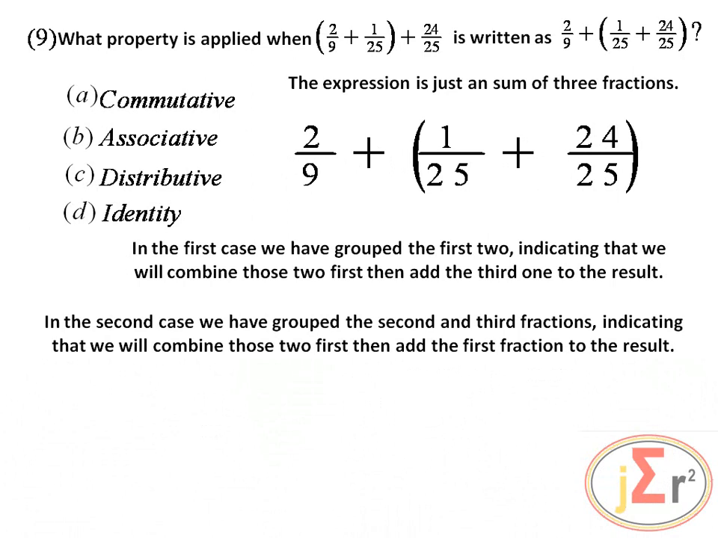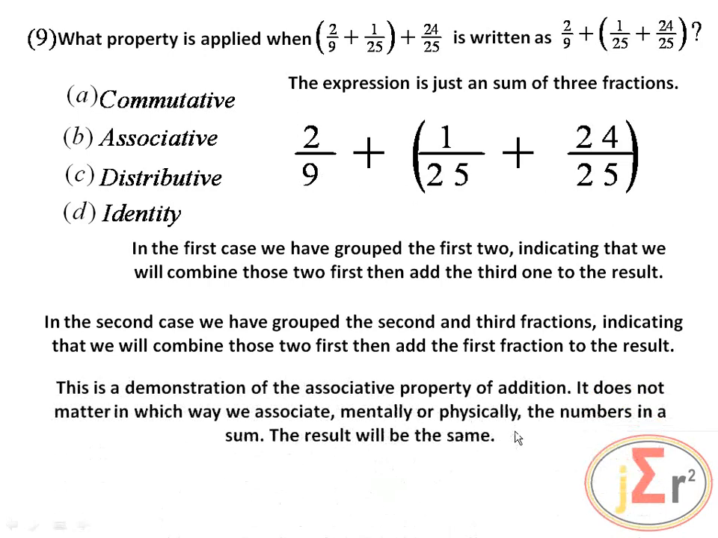So, there we have it. We have grouped these 2 in this particular case, indicating that we want to add these 2 first, then add this one to the result. It is a demonstration of the associative property of addition. It does not matter in which way we associate mentally or physically the numbers in a sum. The result will be the same.